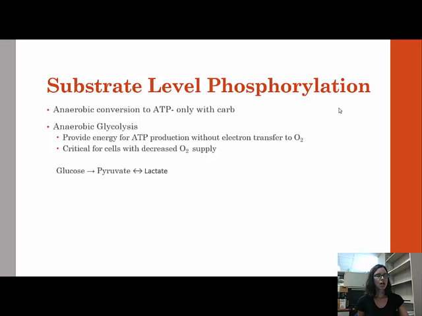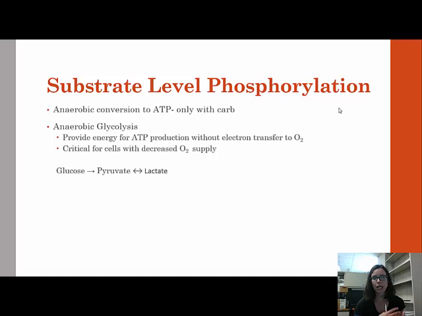Okay, so let's talk for just a second about this mechanism of substrate level phosphorylation. Now, there's one especially important reaction that uses this mechanism, and that is conversion to ATP in an anaerobic environment. So we don't have oxygen, but we need ATP. And this can only happen with carbohydrates. We can't do this with proteins or fats. And what occurs is this anaerobic glycolysis, or breaking down of the glucose without oxygen. And this is critical for cells that don't have enough oxygen.